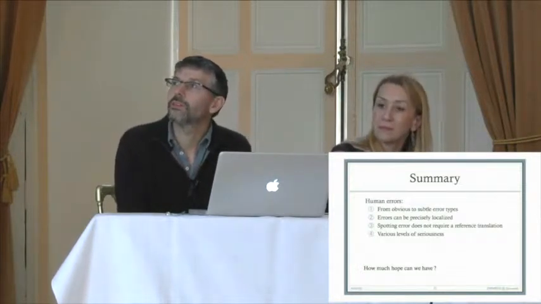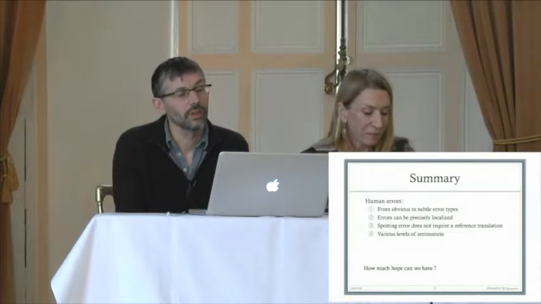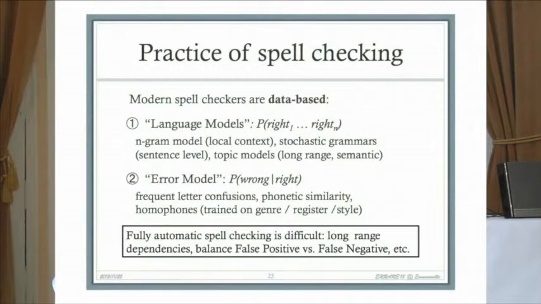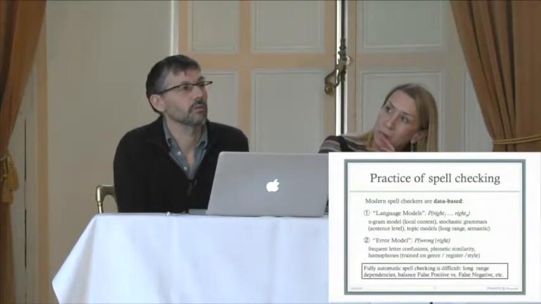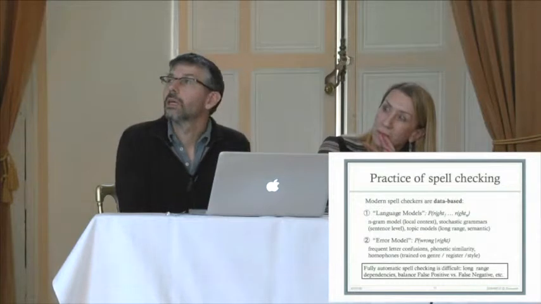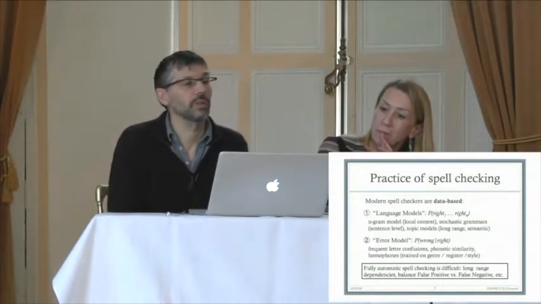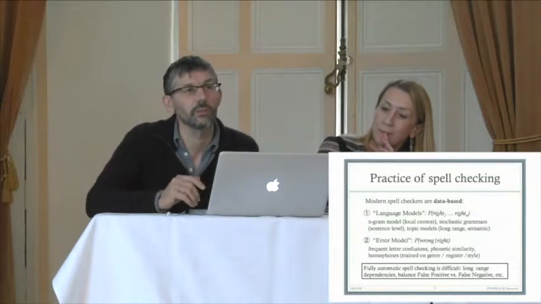So given these observations, the next question is how much hope do we have to detect human errors automatically? Starting to think about this, we tried to take inspiration from two very close domains. The first one is spell checking, and the second one is confidence estimation. So I'll go briefly into the kind of analogies we can make with this domain.